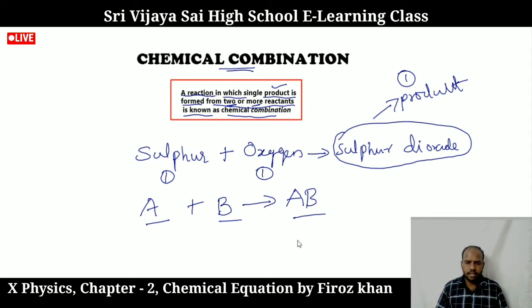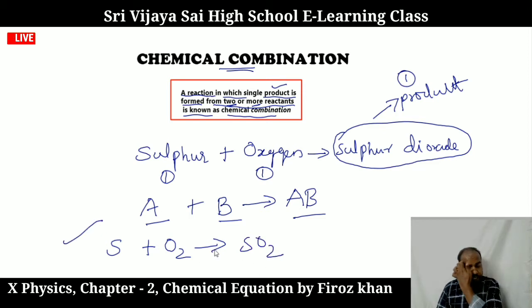Okay, children. So we got now chemical combination. Let's have a look at some examples of the chemical combination reaction. So here sulfur reacts with oxygen to give sulfur dioxide. I can write sulfur, its symbol is S, reacts with oxygen, which is O2, and forms sulfur dioxide. So it is a good example of chemical combination. Very easy to understand.